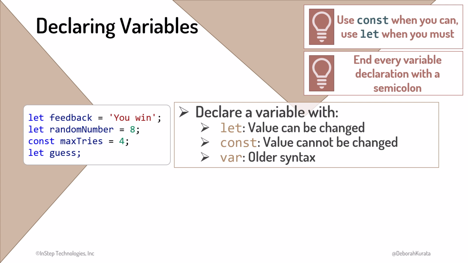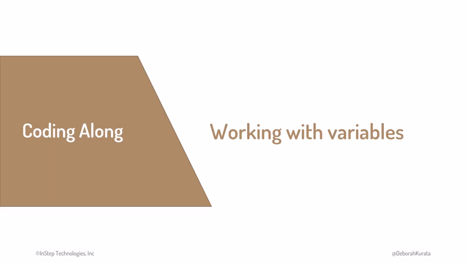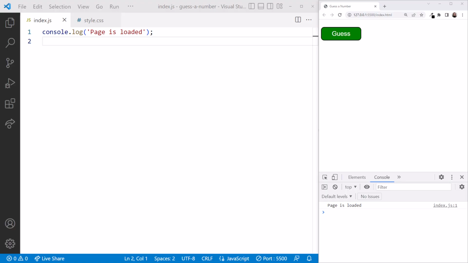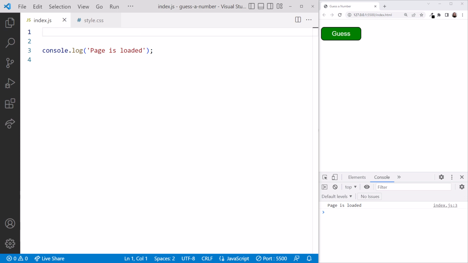Want to try this out? Let's declare some JavaScript variables. We are back in VS Code with our Guess a Number folder open on the left, looking at the index.js file, and our page is running in the browser on the right, with the developer tools open. Let's declare some variables at the top of the file. Starting with a string, we'll use let, name the variable feedbackText, and use a single equal sign to assign it a value of "you win", enclosed in quotes.